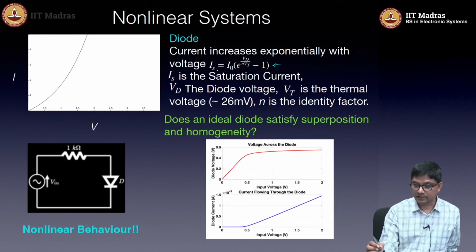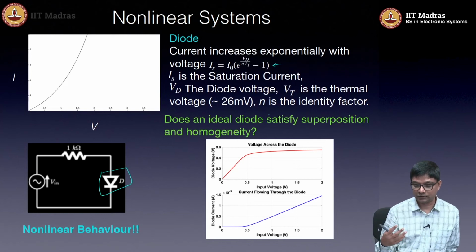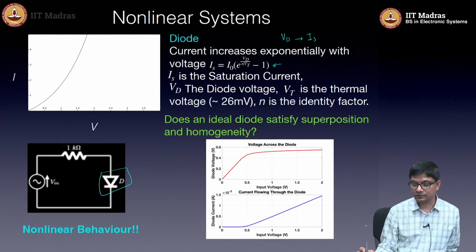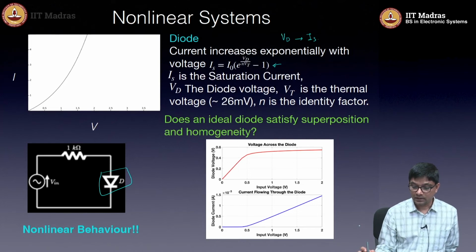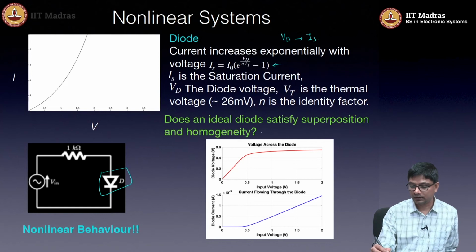So, Is is the saturation current, Vd is the voltage across the diode in the circuit, Vt is some internal thermal voltage, N is the ideality factor, and so on and so forth. Is the relation between Vd and Is linear? I leave that as an exercise to say that it is actually not. Does an ideal diode satisfy superposition and homogeneity? Just quickly check that the answer is no.